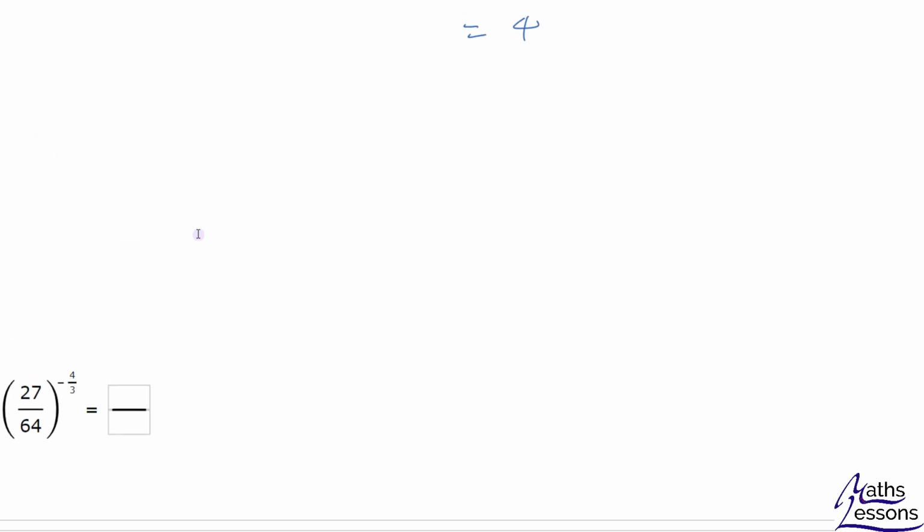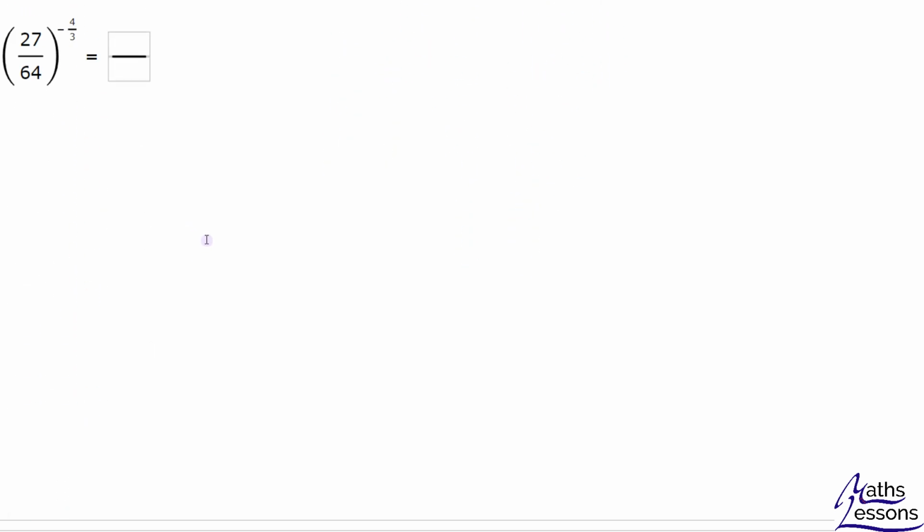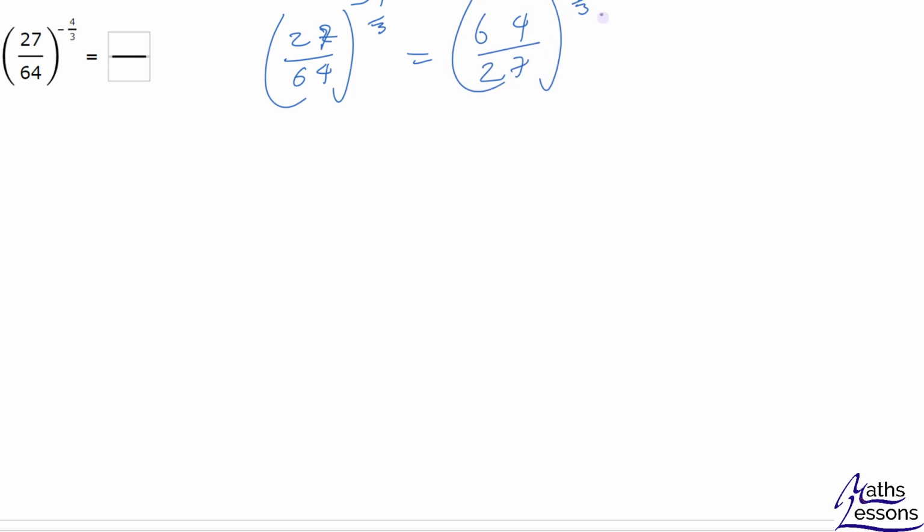Okay, here we go. Disappeared for a moment there. So we're doing 27 over 64 to the power of minus 4 over 3. Remember, the minus means we flip the fraction: 64 over 27, to the 4 over 3. Well, let's cube root everything to start off with. So we're going to cube root 64 and cube root the 27. Then we'll do the power of 4.